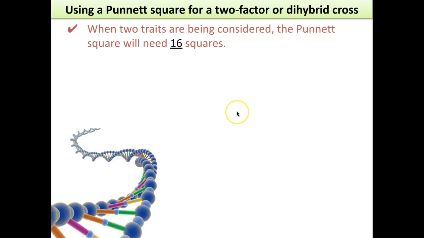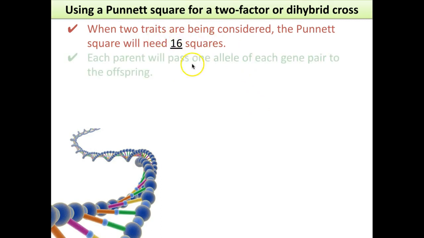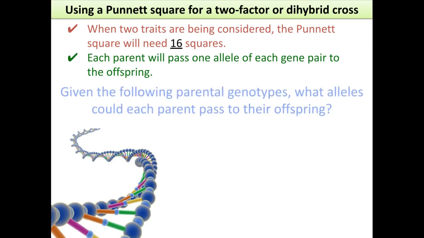So let's look at how we actually produce a Punnett square for a dihybrid cross. A little bit more tricky, so please pay attention. This Punnett square will have 16 squares in it. Each parent passes one allele. That's important to remember. One allele of each gene pair to the offspring. So each parent will give the offspring one allele for seed shape and one allele for seed color.